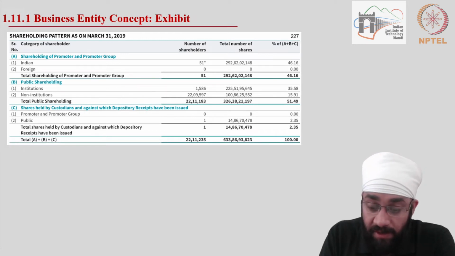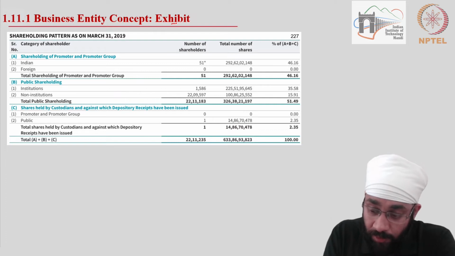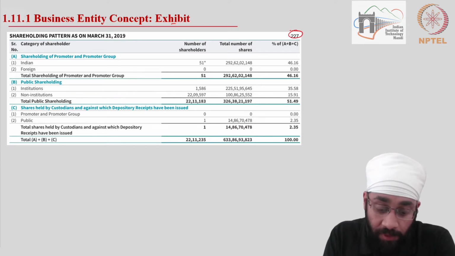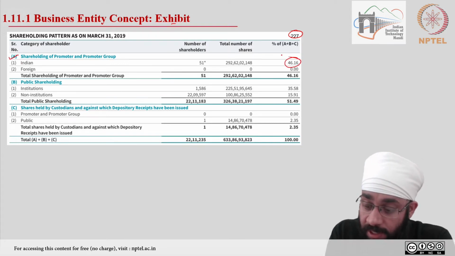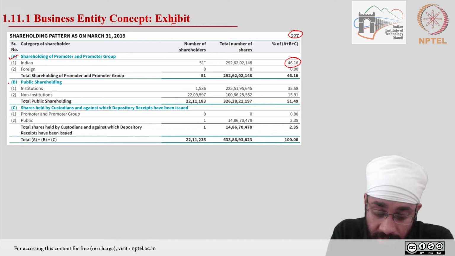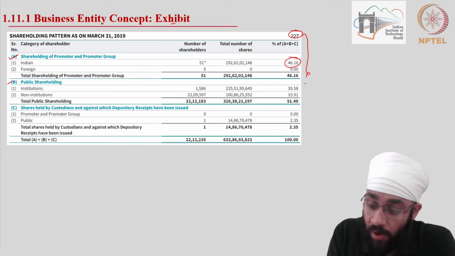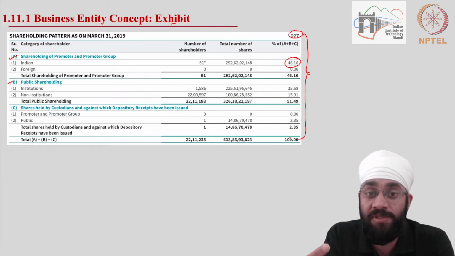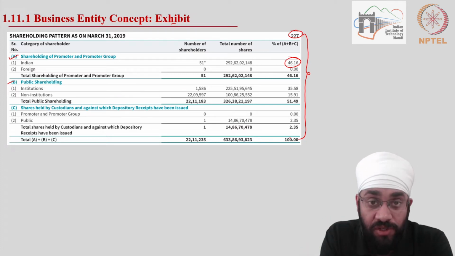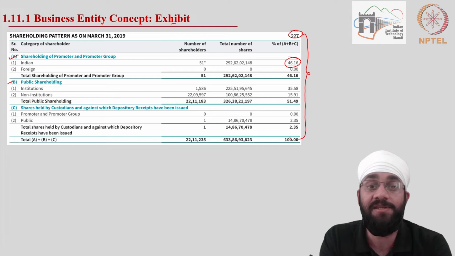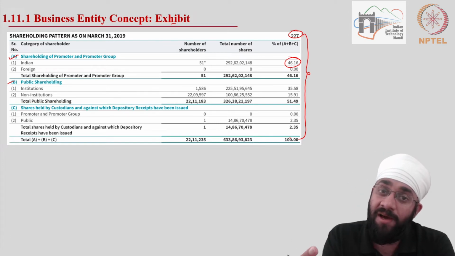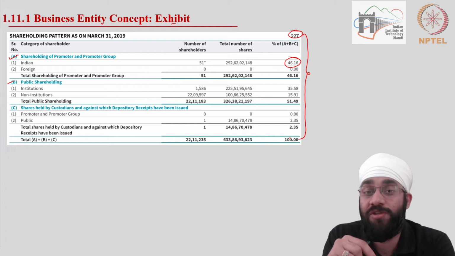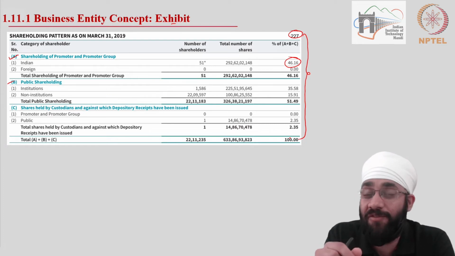Again, another detailed exhibit. You can go to page number 227 in the annual report, and you can see that the promoters' shareholding is 46% in the company. Then there is public shareholding. So all these people are the owners of the business, and the business reports who it is owned by as well, just to create that distinction that we are owned by these different investors. All these people are owners, but they are separate from the business. The business owes to all these different categories of people.